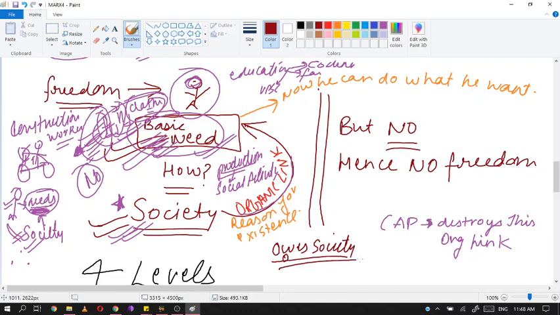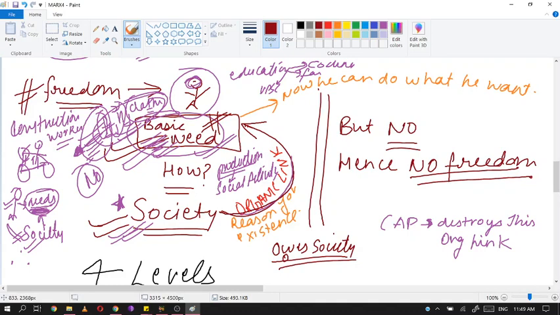You do not feel that this society owes you anything, or you owe society anything. You do not feel that society has done anything for you. How will you feel if I say that you start giving back to society? It will make no sense. And because your basic needs are not fulfilled, you are not free. There is no freedom.